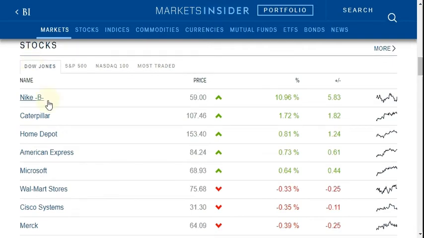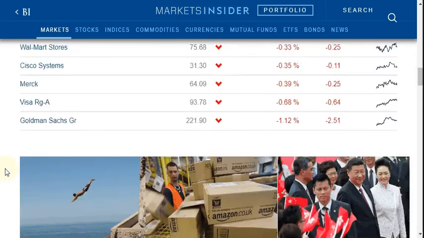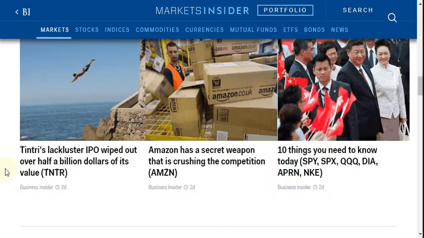Earlier this week, last week, we had the Nike earnings. As you can see, the share price is rising, and that's what's hot for the stocks, the best performing stocks for the Dow Jones, and here the worst performing stocks for last week for the Dow Jones Industrial Average.